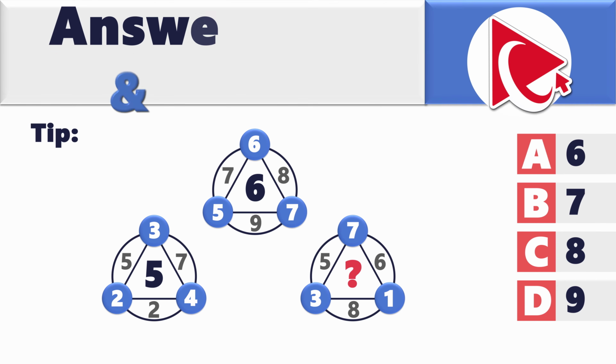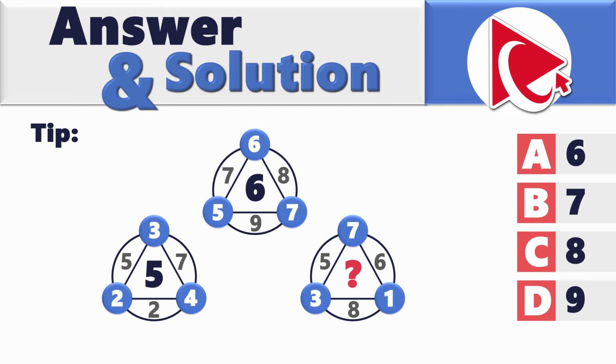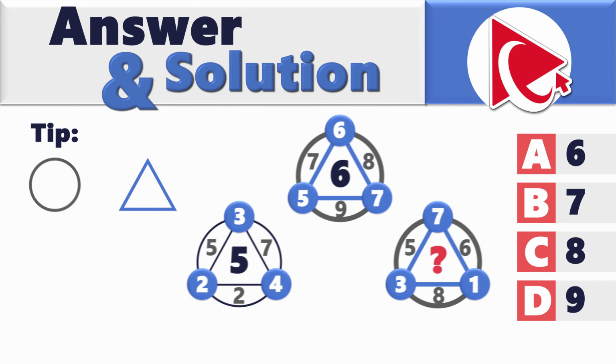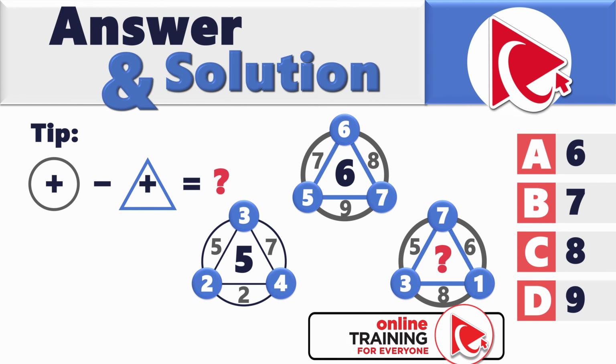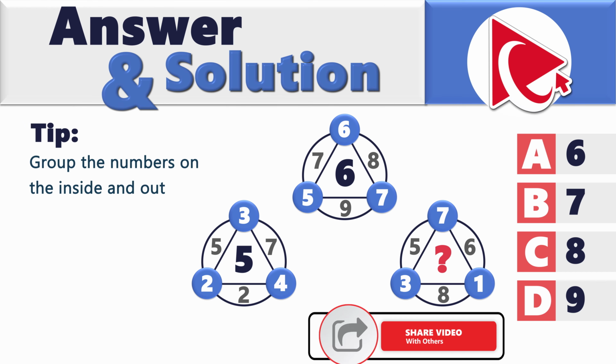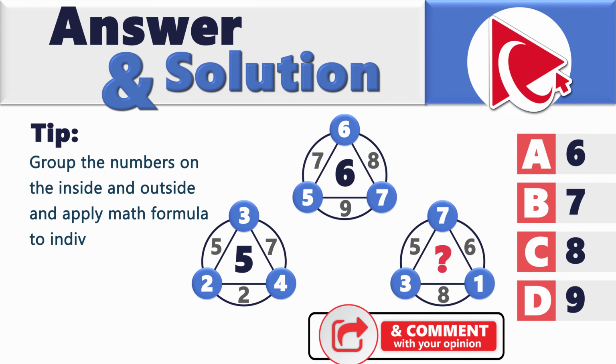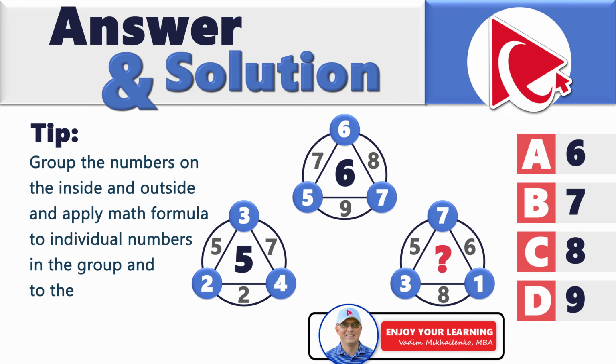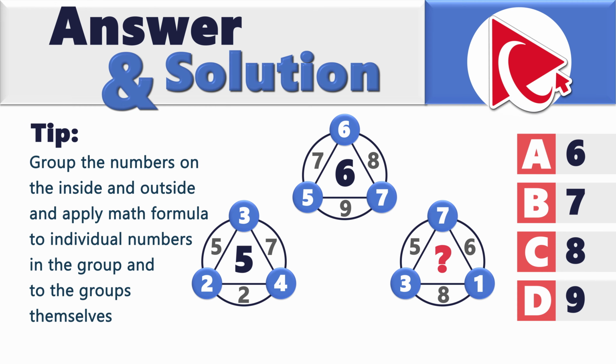Here's the tip for you on how to solve these types of problems in the future. Because we have inside numbers and the outside numbers, you need to group them and do the calculations. In this particular case, you need to group the numbers on the inside and outside and apply a math formula to individual numbers in the groups and to the groups themselves. Let's look at the examples.